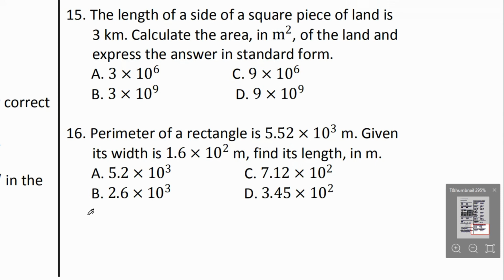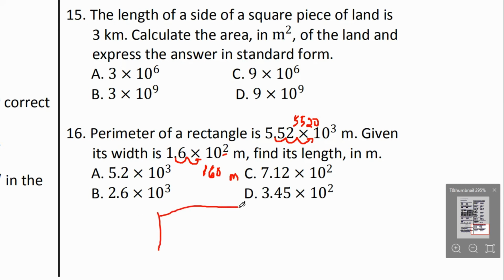Perimeter of a rectangle is 5.52 times 10 to the power of 3 meter. Given its width is 1.6 times 10 to the power of 2 meter. Okay, you can change it to a normal number first. So 10 power of 3, we move the decimal to the back 3 times, 1 to 3. So this should be 5,520. Okay, the width 10 power of 2, so we move the decimal to the back 2 times. So this is 160 meter.